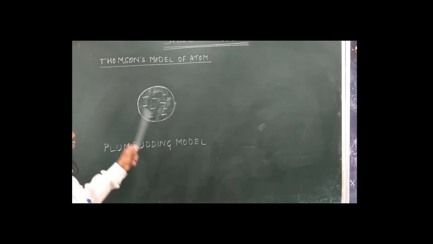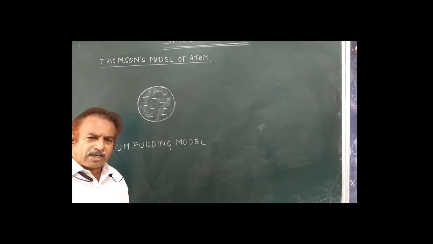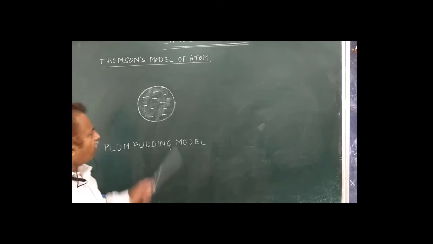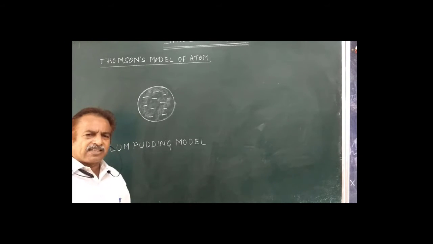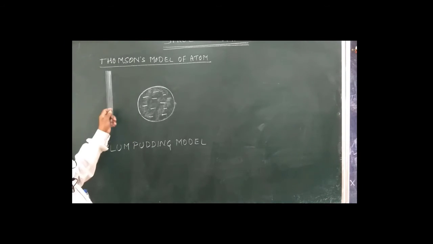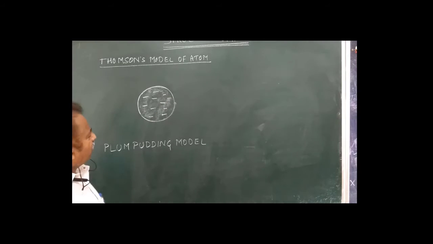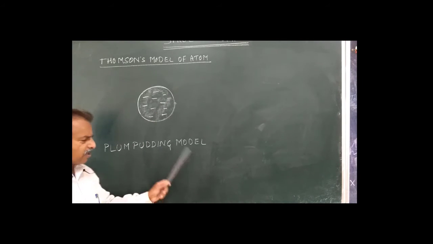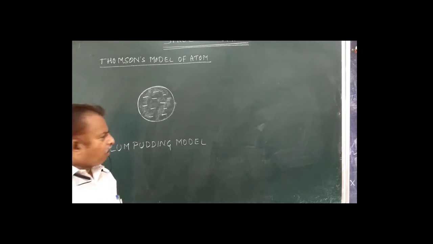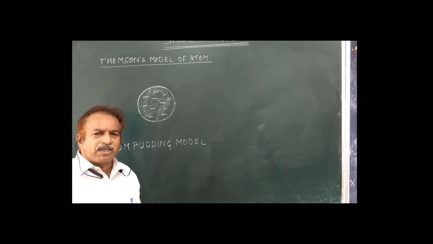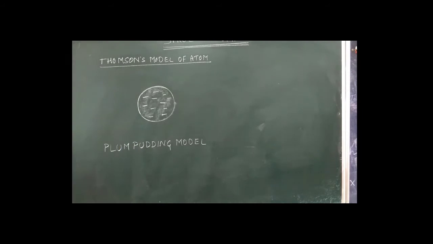Thus the atom is full of positive charge and negatively charged electrons are scattered all along the positive charge, just like the seeds in a watermelon fruit. Therefore such a model is Thomson's model of atom, also called the plum pudding model, or the watermelon model of atom.